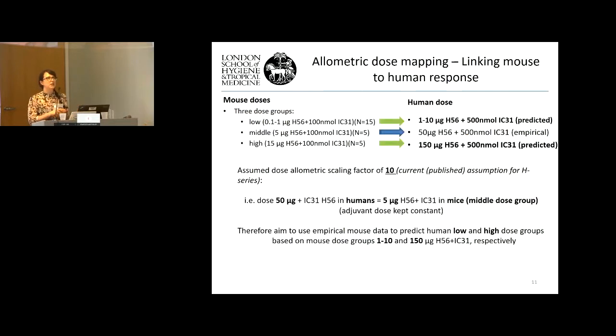So if we wanted to be able to predict how the mouse dose response would look in humans if we were to give them the same range of vaccines, we needed to be able to link the 2 together somehow. And so we introduced the allometric dose mapping. So here we assumed that the middle dose group in the mice, which was 5 micrograms given to mice, was equivalent to the 50 microgram dose given to humans. So we assumed that there was this scaling factor between mouse and human of 10. And so using that scaling factor, we could then say that the response in the low dose group, which was 0.1 to 1 micrograms in mice, would be equivalent to 1 to 10 micrograms in humans, and then the high group would be 150 micrograms in humans.